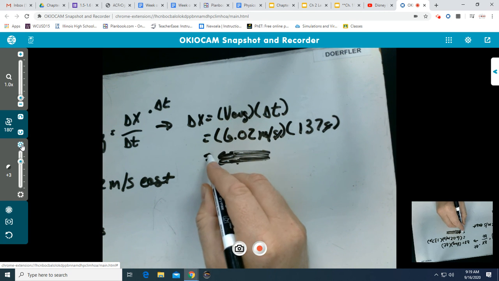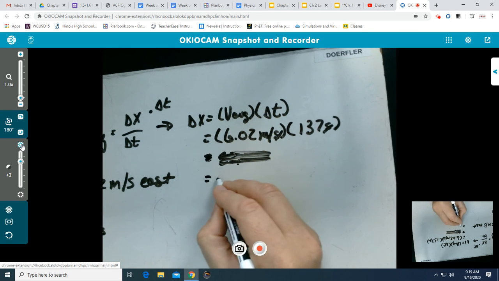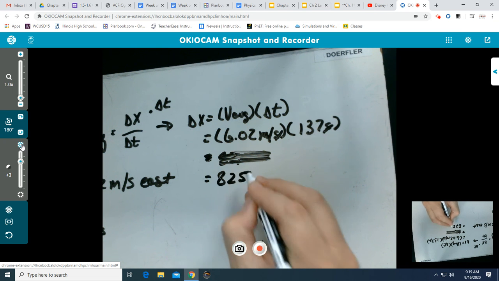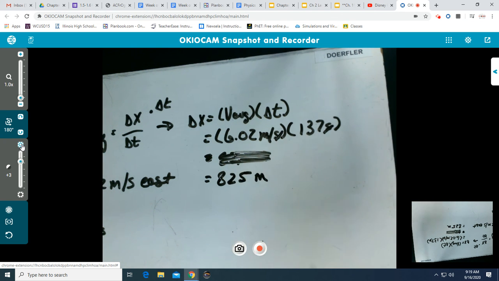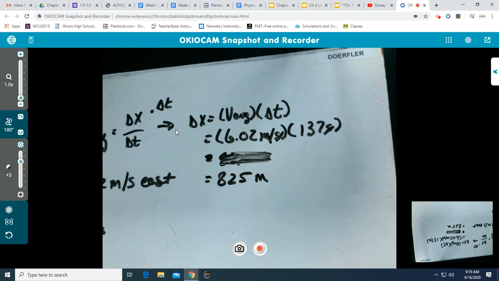Okay, so it would just be 825, so 825, and that's in meters. So I double check that. I just did it in my head. Oh, okay. Yeah, so it's all right. She travels 825 meters to the east. Okay, and that's how you work this particular equation. Questions on this equation or this formula? No, we got a few more slides to go.